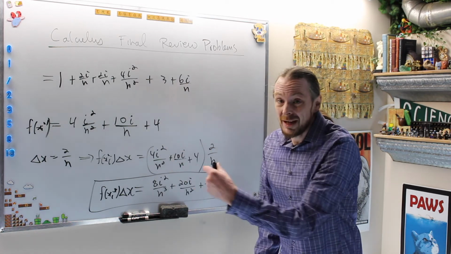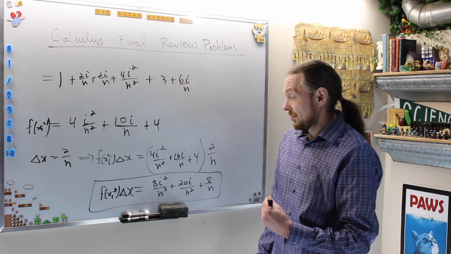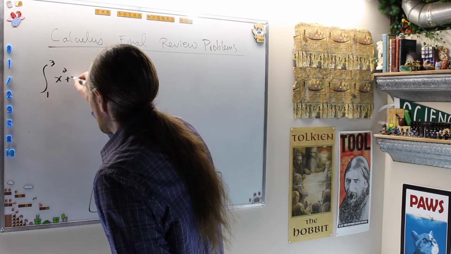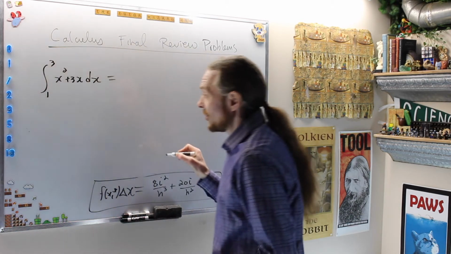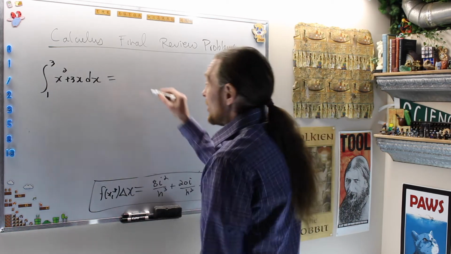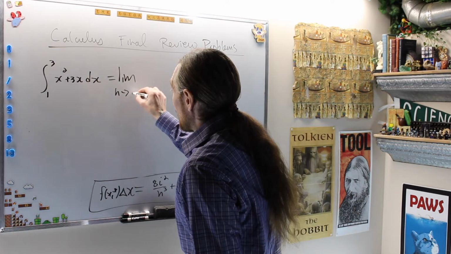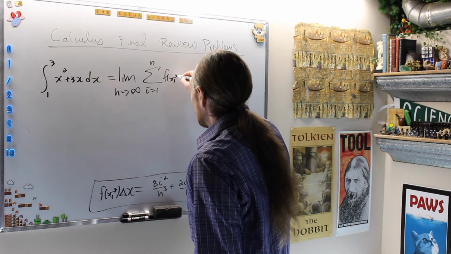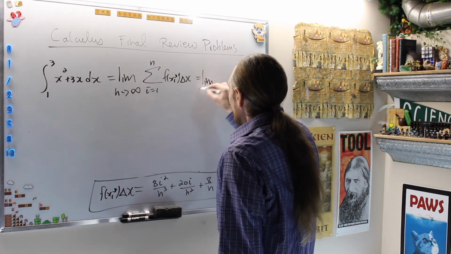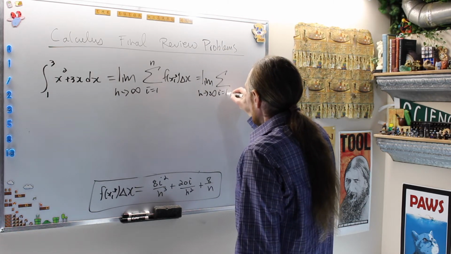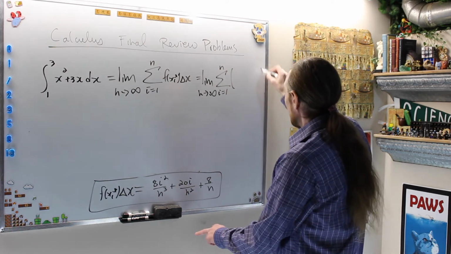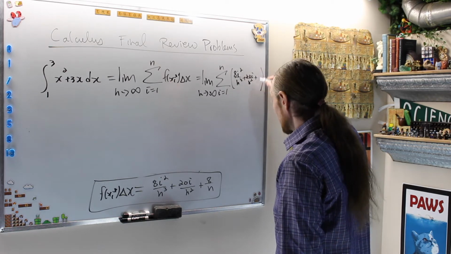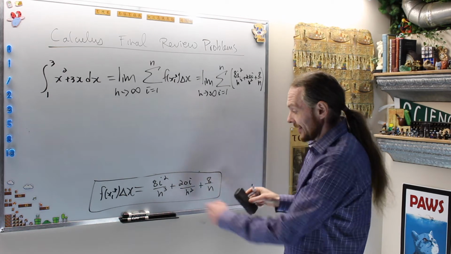Now I put it into the machinery of the definition of the definite integral. That is specifically the integral from 1 to 3 of x squared plus 3x dx, which is equal to, by the definition of the definite integral using Riemann sums, the limit as n approaches infinity of the sum from i equals 1 to n of f of xi star times delta x, which is the limit as n approaches infinity of the sum from i equals 1 to n of this hot mess that we put in there: 8i squared over n cubed plus 20i over n squared plus 8 over n. Now I don't need this.